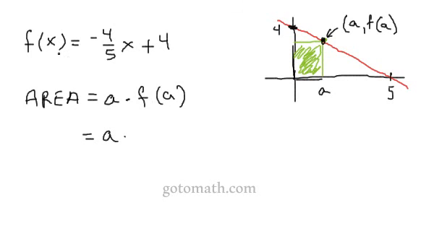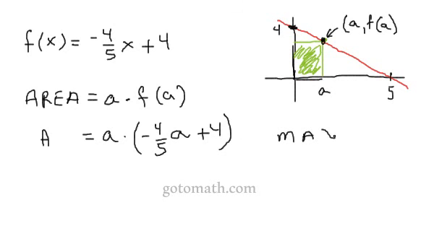So our f of x is up here, and we're just going to plug A in for x. So this becomes negative 4/5 A plus 4. And that's our area, and of course this is what we want to maximize. So now what we're going to want to do is take the derivative of this, set it equal to 0, and solve for x.